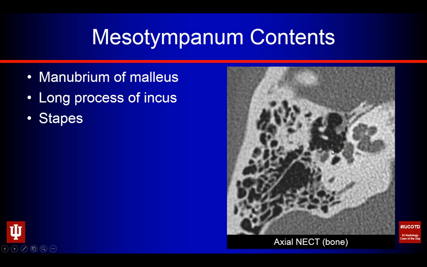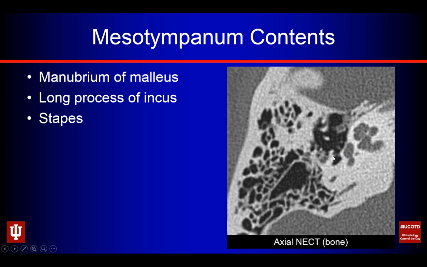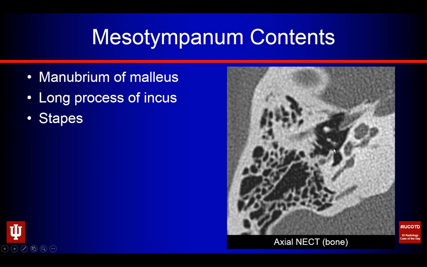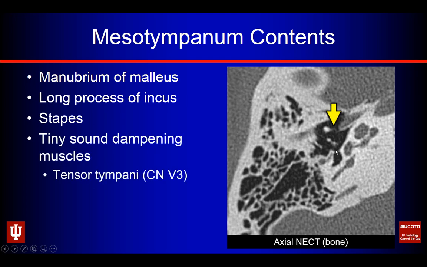We can see these structures on the axial CT imaging as well. So as we have our long process of our malleus, our long process of our incus, we work our way south, still seeing the long process of the malleus, the long process of the incus. Now we're getting down to our stapes. So we can see sort of the head and the neck of the stapes here as well.